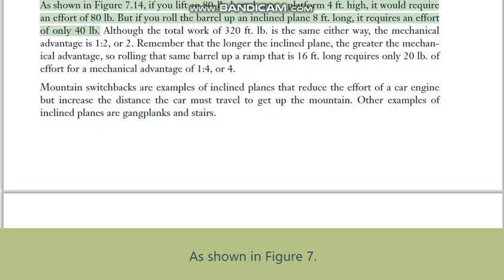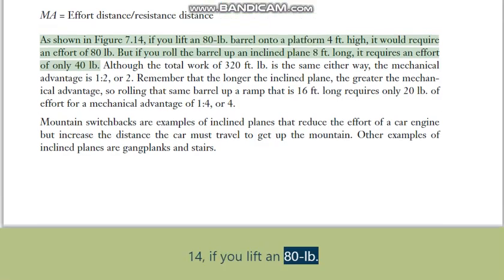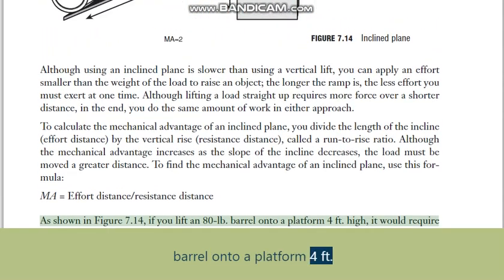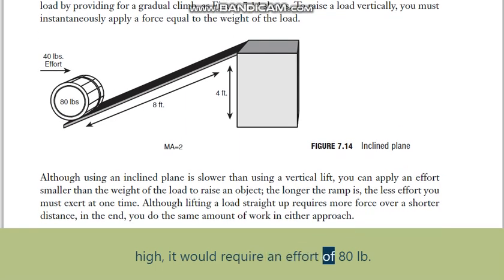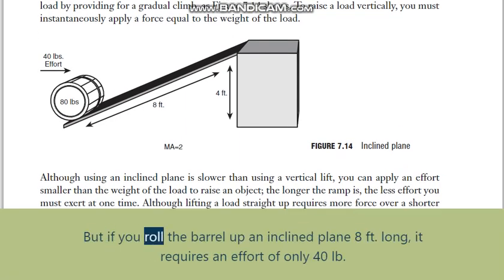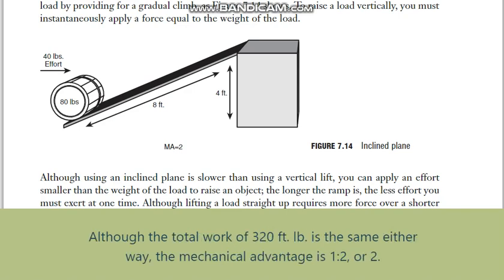As shown in figure 7.14, if you lift an 80 pounds barrel onto a platform 4 feet high, it would require an effort of 80 pounds. But if you roll the barrel up an inclined plane 8 feet long, it requires an effort of only 40 pounds. Although the total work of 320 foot-pounds is the same either way, the mechanical advantage is 1:2, or 2.